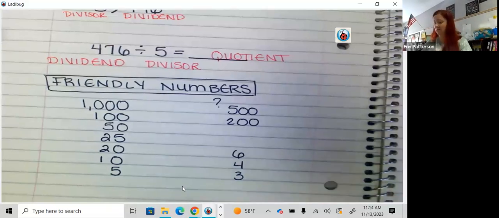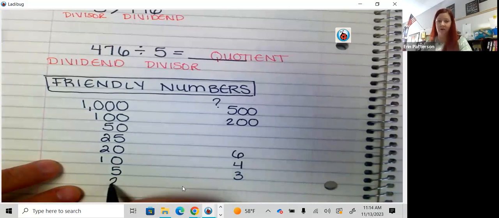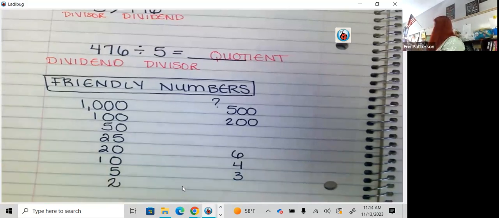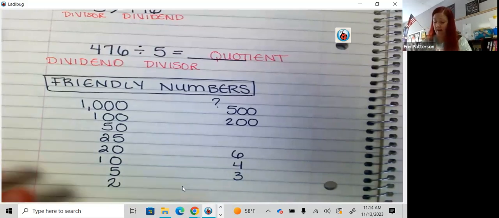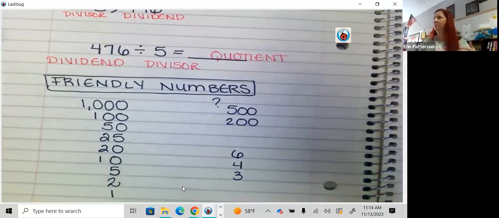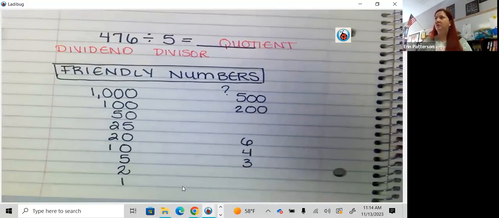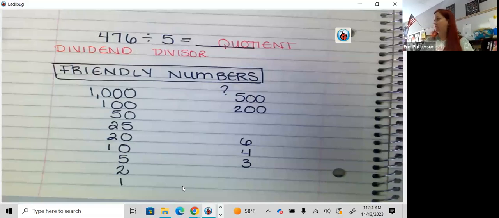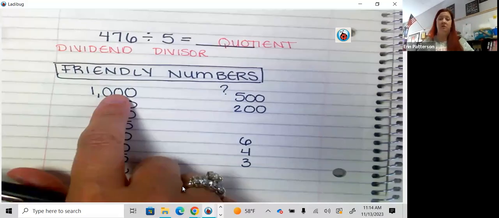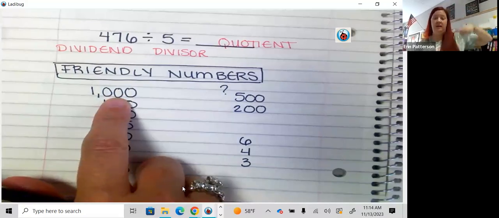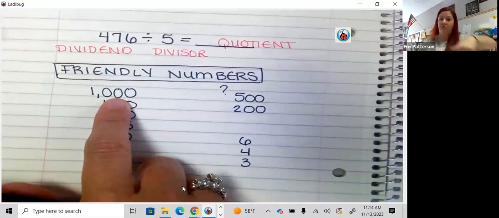But definitely 2. You've probably been counting by 2s for a while now. 2, 4, 6, 8, 10, 12, 14, 16, and so forth. And 1 doesn't really do you any good, because any number multiplied times 1 is going to be itself. So 1 is always friendly, but it doesn't really take much of a scoop out. So this is kind of all the friendly numbers that we're going to be using. That's it. So when you're stumped, you're like, what number could I use? Well, ask yourself, could I take out 1,000 at a time, 5 scoops of it, or 4 scoops of it, or 3 scoops of it?